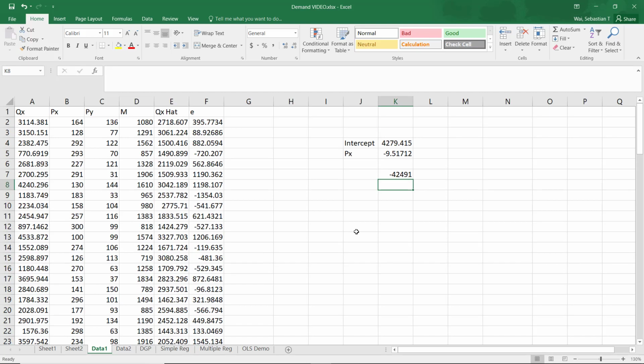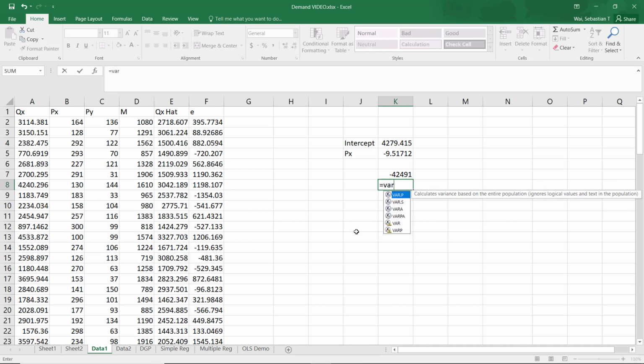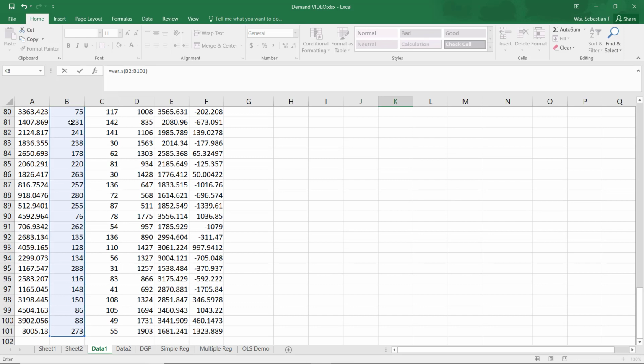Next, we need to do the sample variance of x. Remember that x is our right-hand side explanatory variable. In our example, it's the price. For sample variance, we do var.s, again, S stands for sample, and we select the entire column. Make sure, again, to be careful that you're selecting the explanatory variable here, not the dependent variable. That's why we're using price.